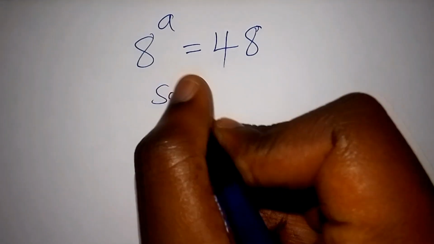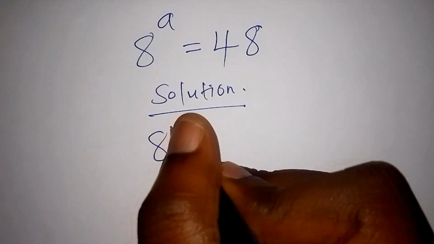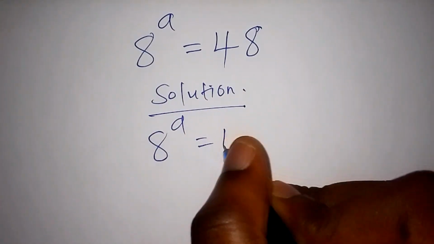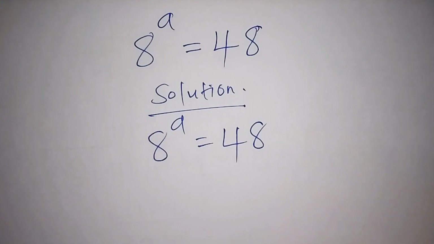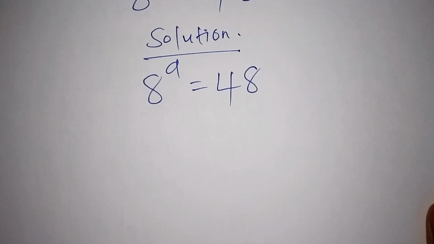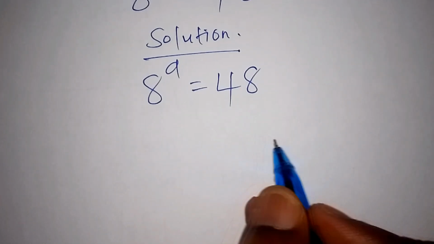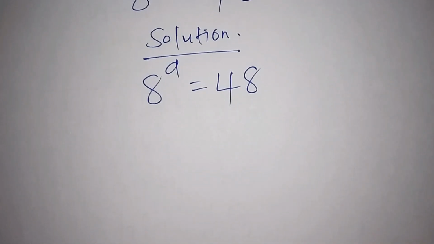In our solution to the maths problem, this is what we have: 8 to the power of A is equal to 48. We are asked to find the value of A. Make sure you watch this video up to the end. So let's now kickstart. In order to solve this maths problem, we need to introduce the log on both sides.